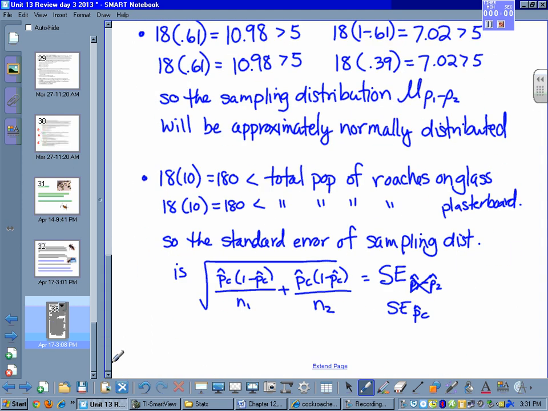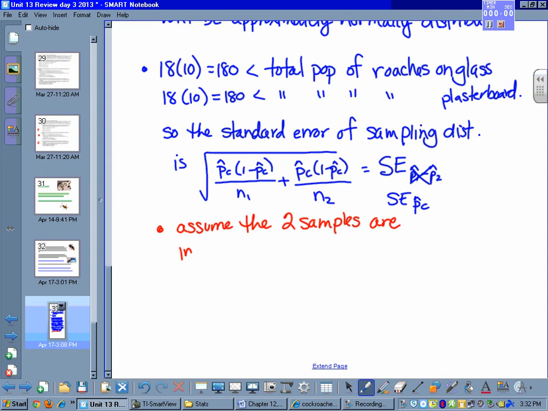We have one assumption left. This is very important. We have to assume the two samples are independent.